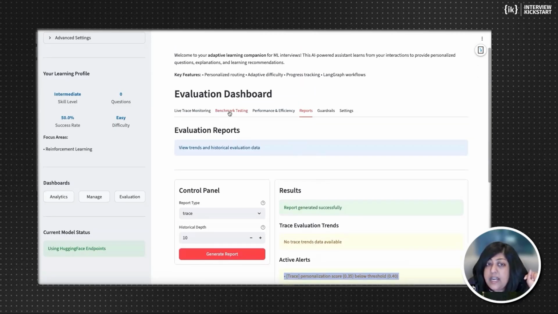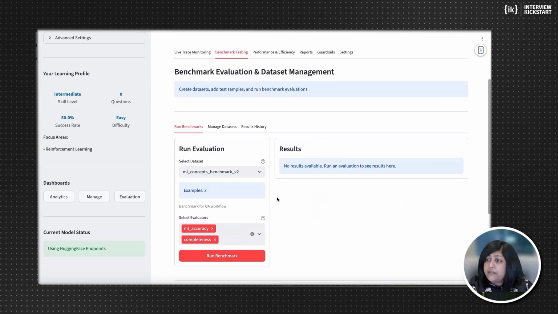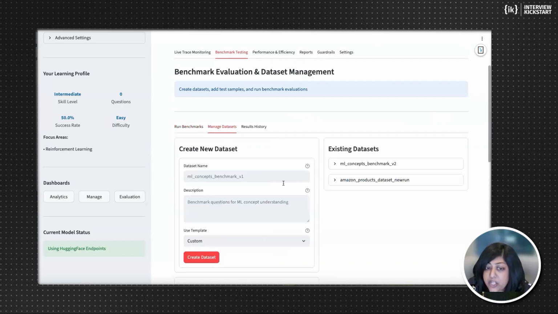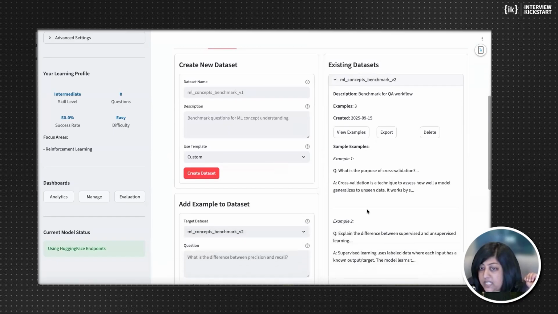Okay. Now, benchmark testing is when I have a reference agentic workflow response dataset, the ground truth that I'm evaluating against. And I've already set it up. To keep it simple, I'm just running the accuracy and completeness evaluator. I can manage the datasets here. And when I look at the ML concepts benchmark dataset evaluator, I have just 3 examples. I just wanted to keep it very simple.